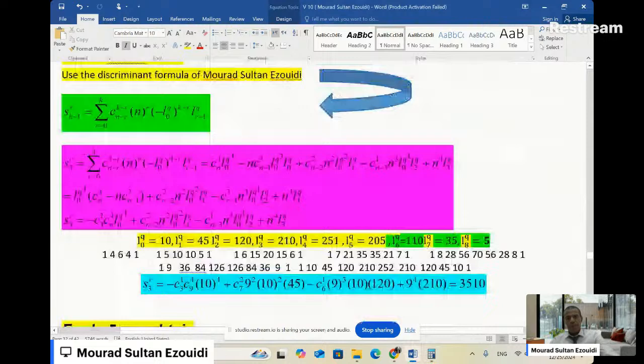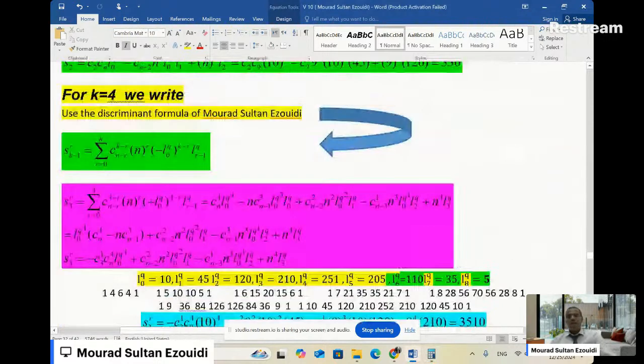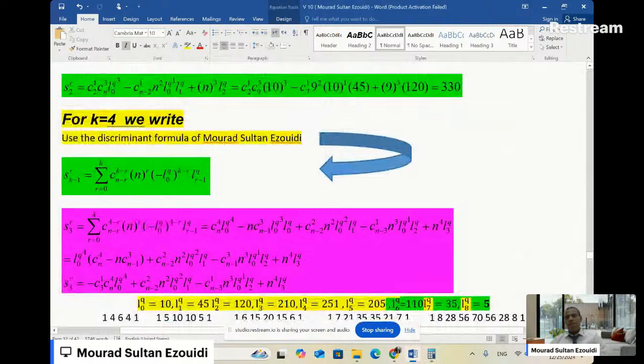Now, to find S3, you should automatically put k equal 3 in my theorem. That is written as S subscript k, the sum from r equals 0 to k, combination n minus r plus k minus r, n raised to the power r between parentheses, 0 to 2 raised to the power k minus r times L r minus 1, which for 3 becomes the sum from 0 to 4, combination n minus r plus 4 minus r, n raised to the power r, 0 to 2 raised to the power 4 minus r times L r minus 1.